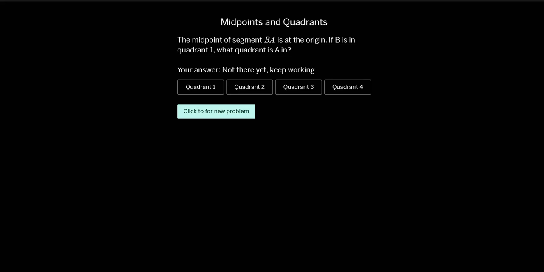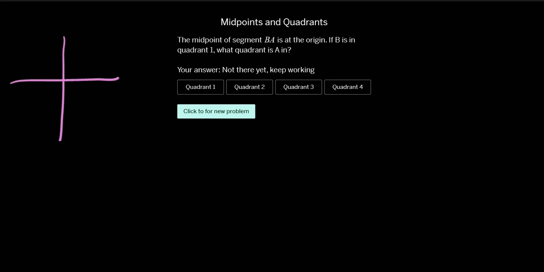The first question we're going to look at says that there is a midpoint for a segment BA, and the midpoint is at the origin. If B is in quadrant 1, we want to know what quadrant A is going to be in. Because it's talking about quadrants and origins, the first thing we need to do is recognize that we're looking at a coordinate plane, and in that coordinate plane, we need to remember how to label it based on quadrants.